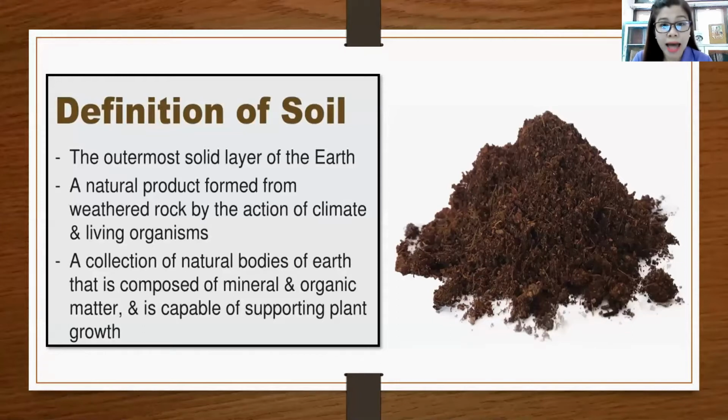So first let us define what soil is. Okay, so soil is the outermost solid layer of the earth. So it is a natural product formed from the weathered rock by the action of climate and living organisms. It is also a collection of natural bodies of earth that is composed of mineral and organic matter, and it is capable of supporting plant growth.